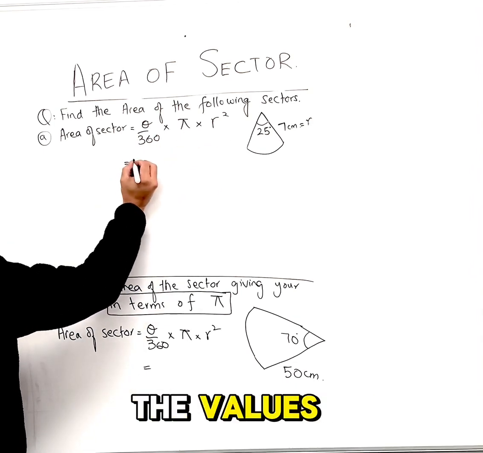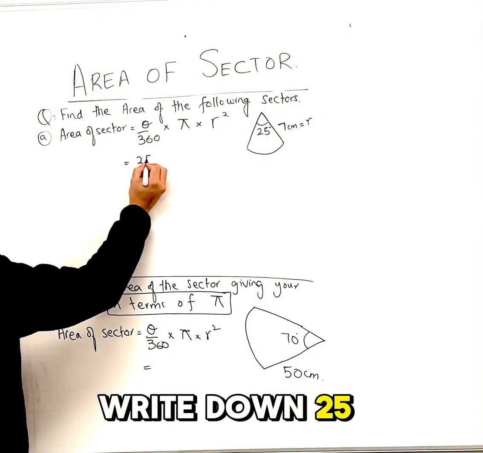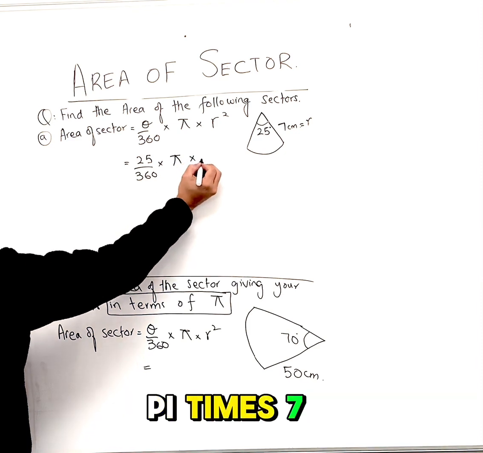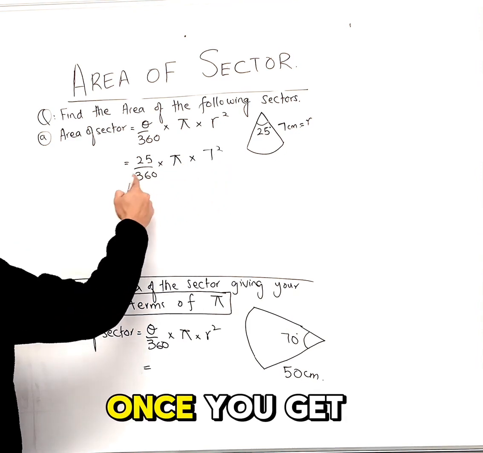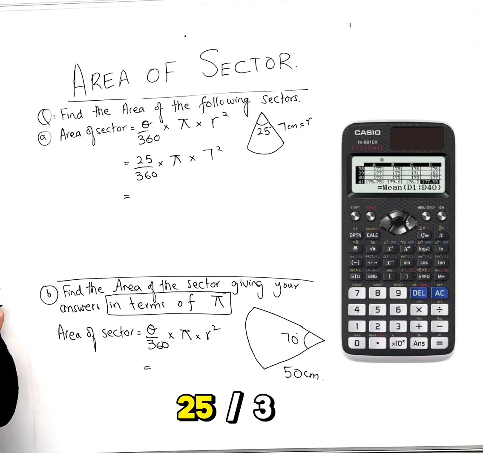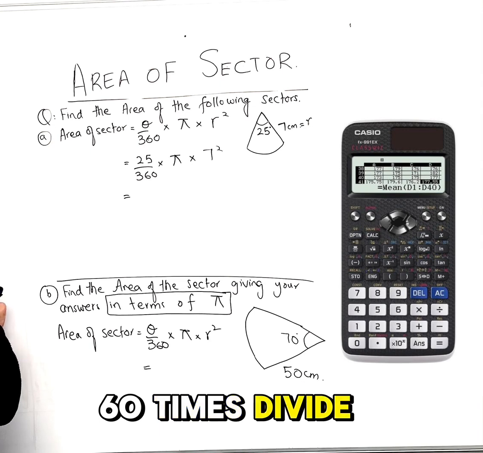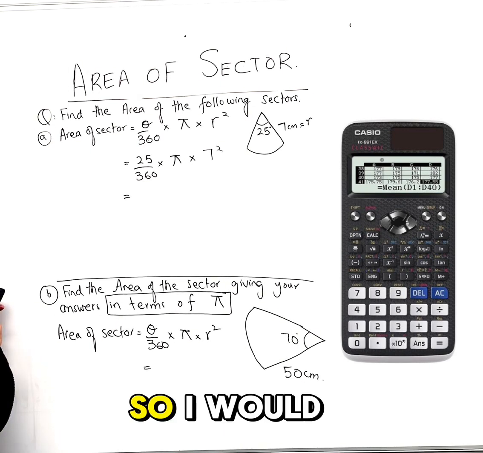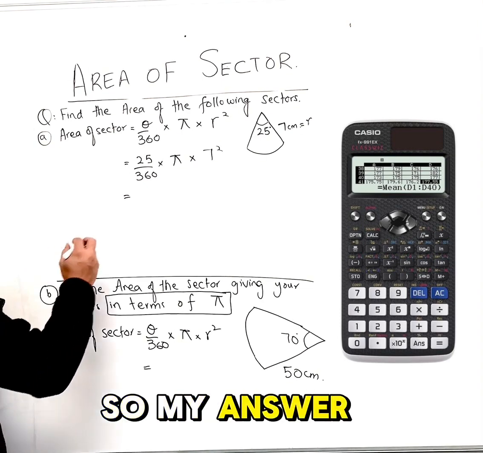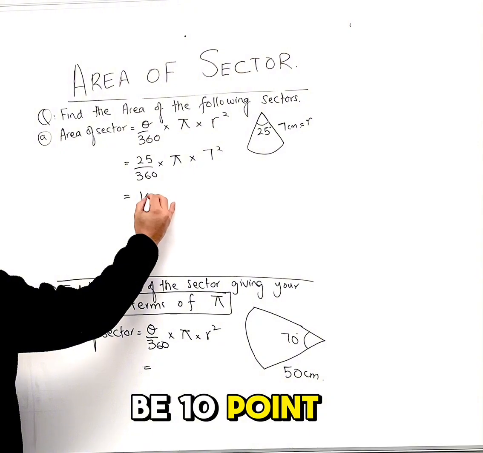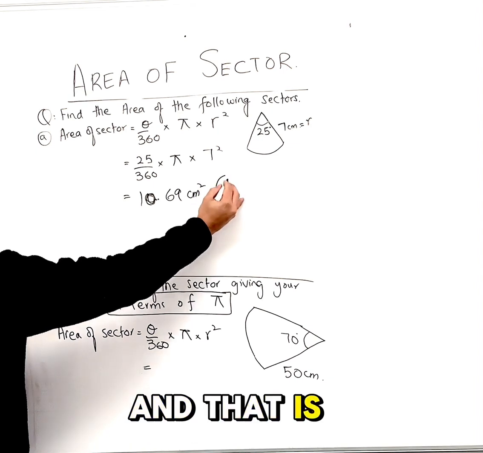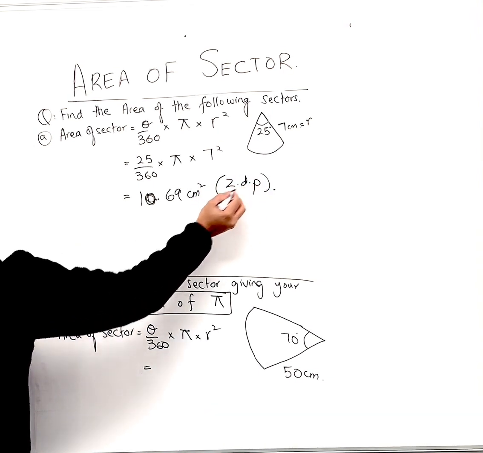So let's substitute the values. So I will write down 25 divided by 360 times the value of pi times 7 squared. Once you get to this point, just put the values in the calculator. So you've got 25 divided by 360 times the value of pi. So I will use the one that's given in the calculator and times 7 squared. So my answer is going to be 10.69 centimeters squared, and that is to 2 decimal places.